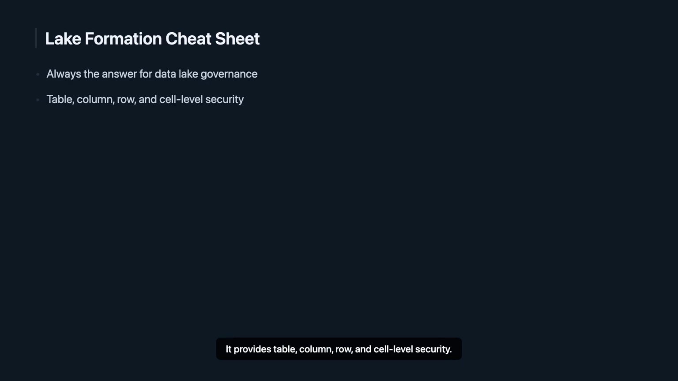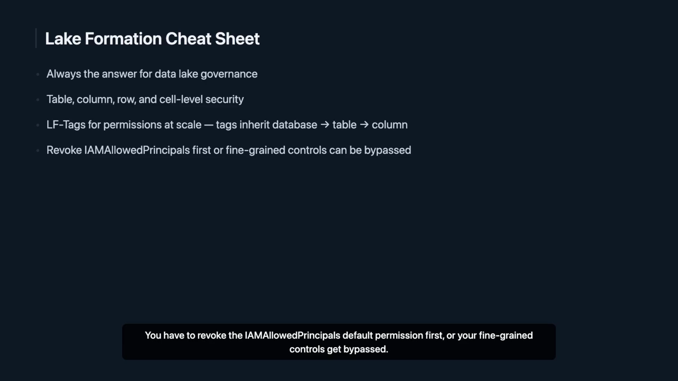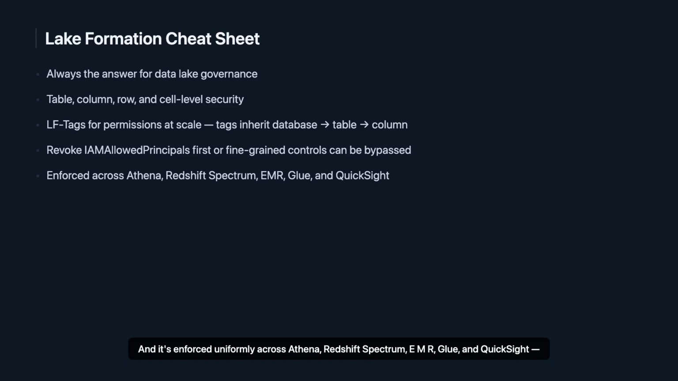Lake Formation, 5 rules. It is always the answer for data lake governance. Never IAM alone, never bucket policies alone. It provides table, column, row, and cell level security. LF tags let you grant permissions by tag rather than by named resource, and tags inherit from database down to table down to column. You have to revoke the IAM allowed principals default permission first, or your fine-grained controls get bypassed. And it's enforced uniformly across Athena, Redshift Spectrum, EMR, Glue, and QuickSight. Any question about fine-grained access across multiple engines points here.